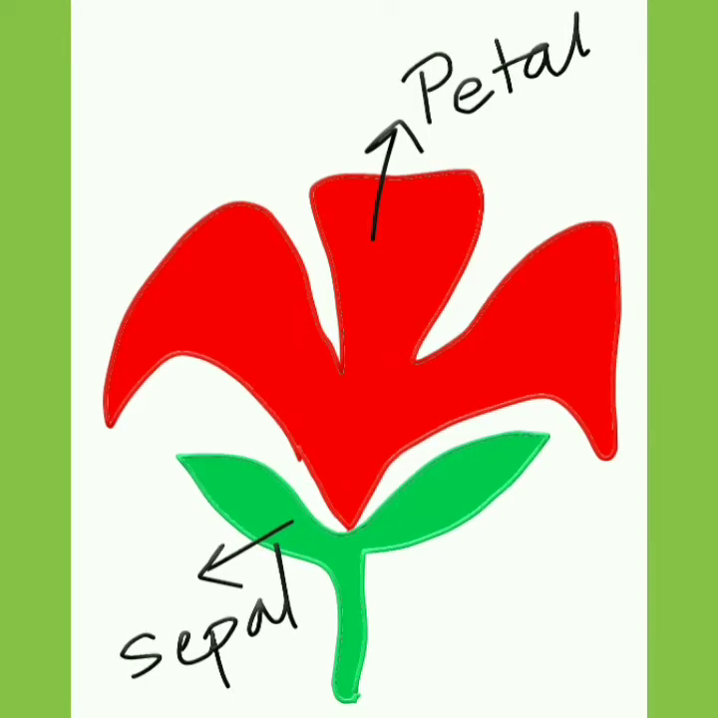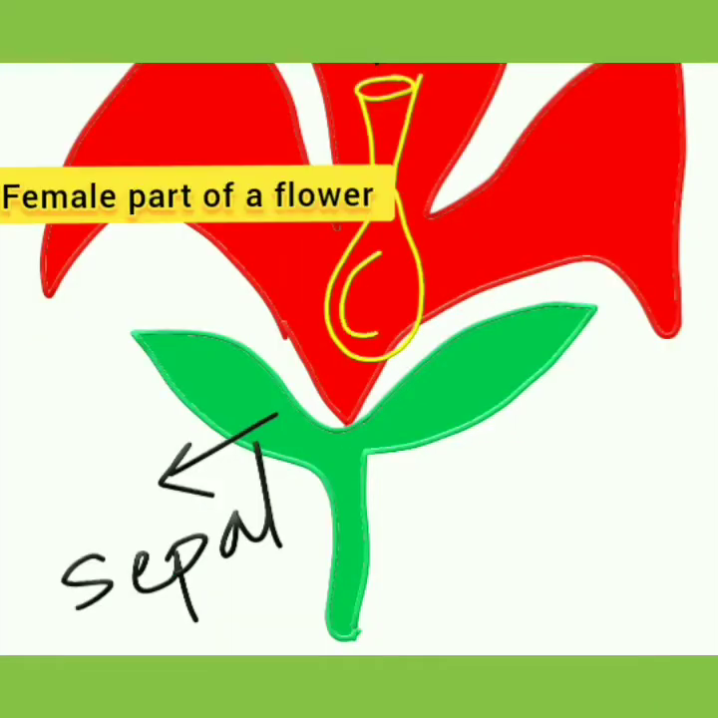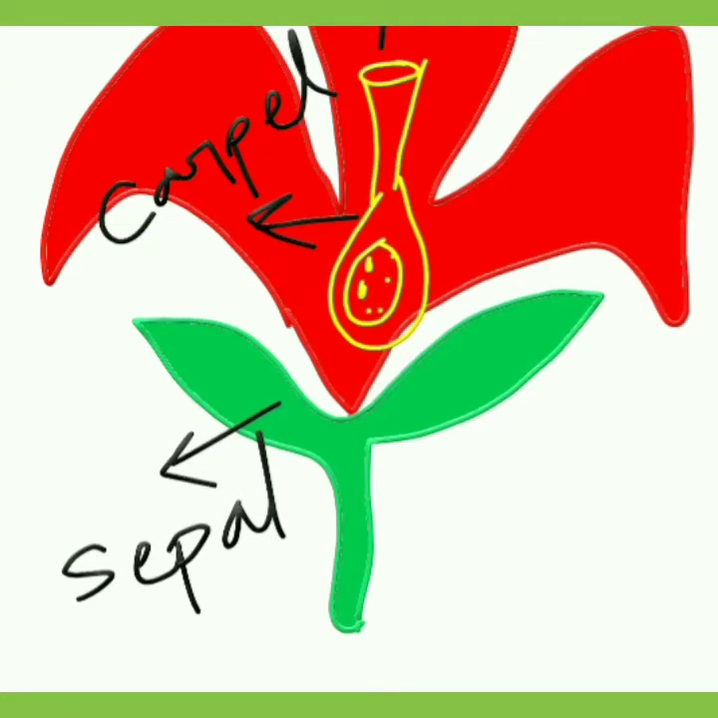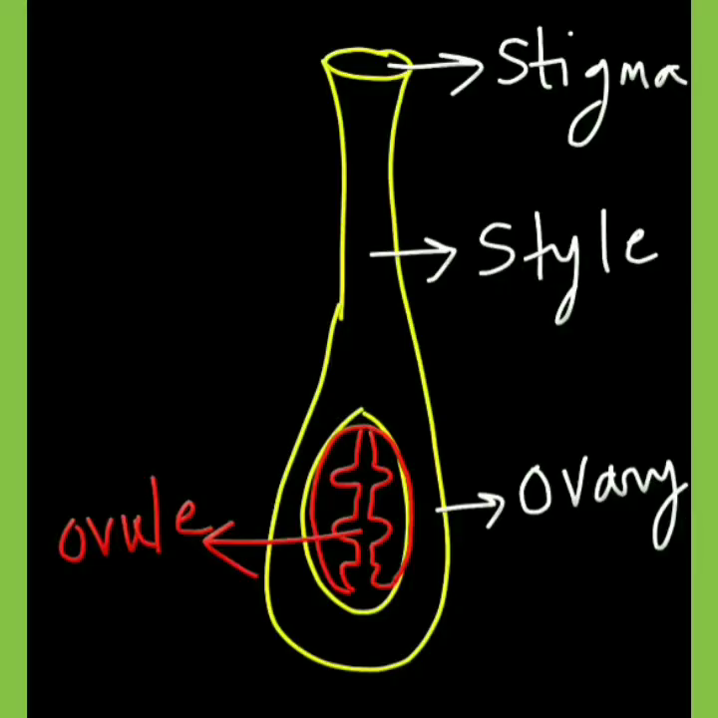The next part is carpel or gynoecium. So it is the female part of a flower and it lies in the center of the flower. Now let's read about carpel in detail. So carpel has three parts. They are stigma, style and ovary.